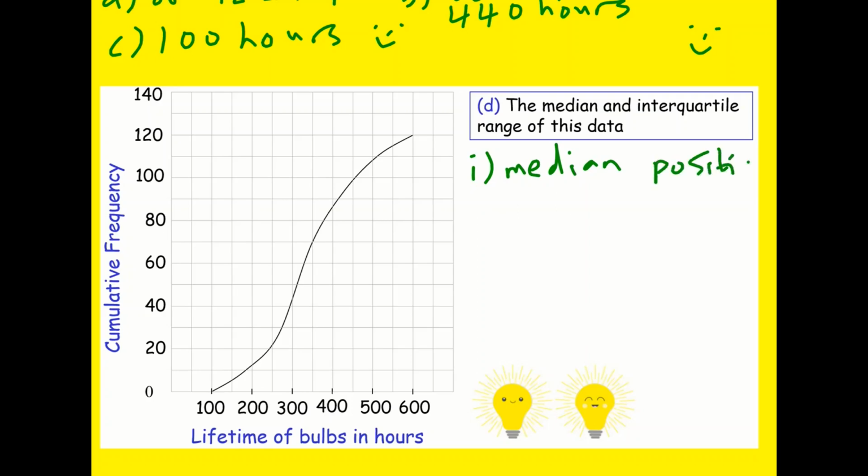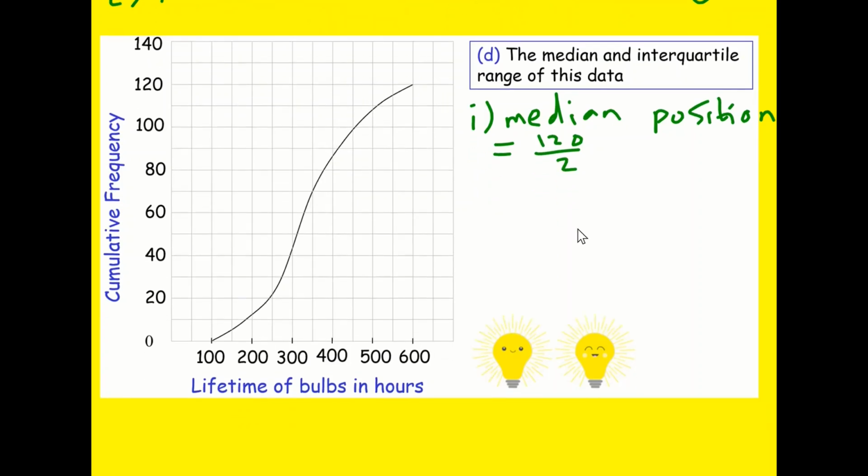And we know we've got 120 light bulbs, so it's going to be 120 divided by 2. Now there is a formula to work out the median when you have a list of data. I just want to talk about this. If I had 1, 4, 7, 8, and 10, the median would be 7.